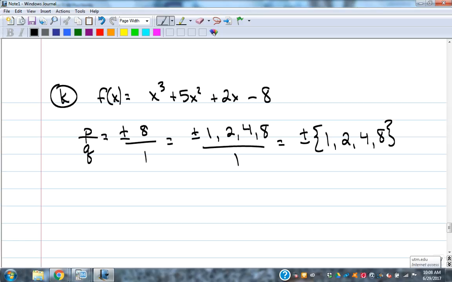All right. So what's the next thing that I should do? After I've made my P over Q list, what do I do next? Before I can do synthetic division, I've got to know what number to put on the shelf. How do I find the number to put on the shelf? Graph it. See where it crosses the x-axis.